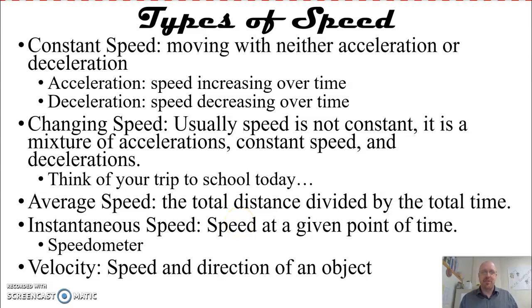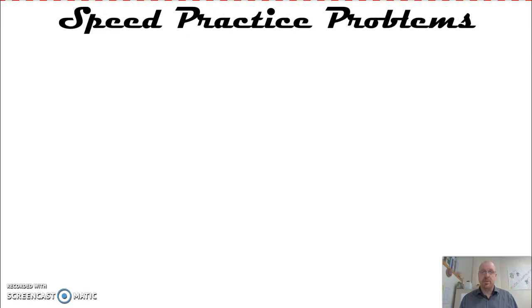And I apologize, I forgot about velocity. Velocity is speed and direction of an object, okay? So velocity combines speed and direction, okay? Speed by itself, it's not velocity. Direction by itself, not velocity. You have to have speed and direction. We'll talk more about velocity in the coming chapters, okay?